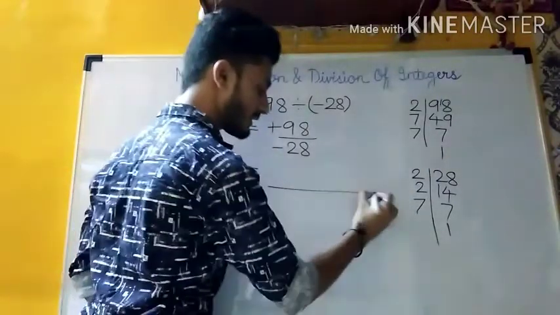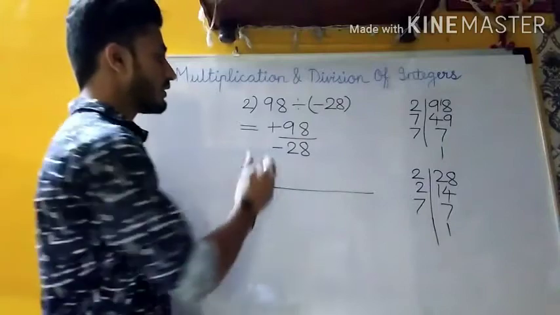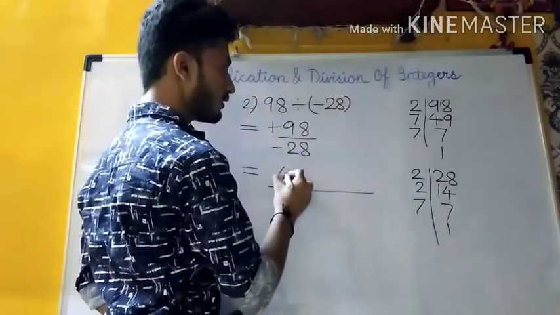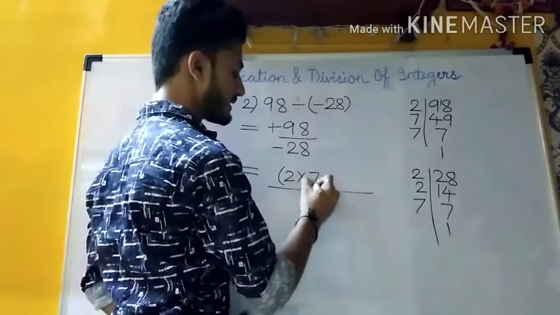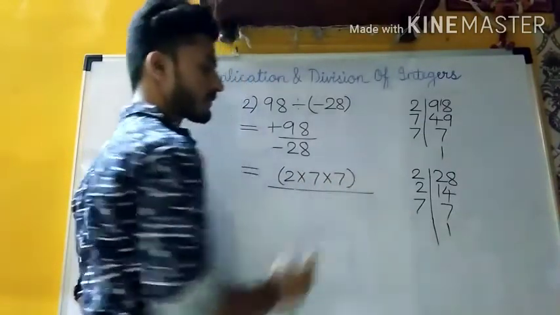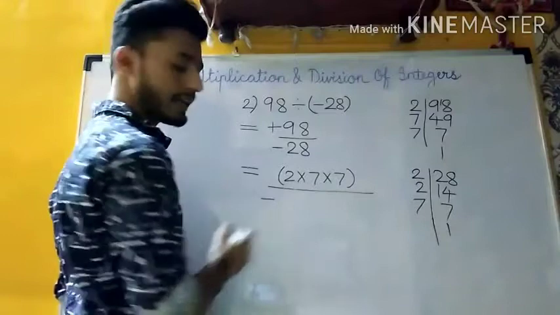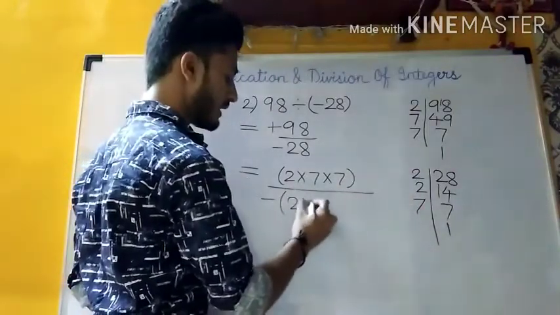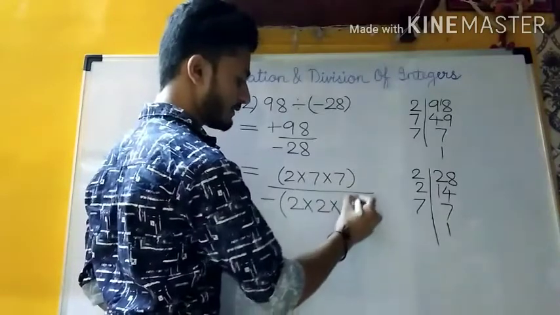Now I'll write the prime factors first. What are the prime factors for 98? Yes, it is 2 multiplied by 7 multiplied by 7. And for 28, first I'll write the negative sign, and then I will write the prime factors, that is 2 multiplied by 2 multiplied by 7.